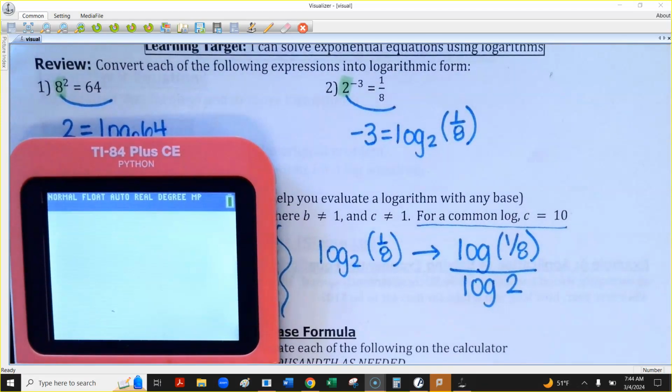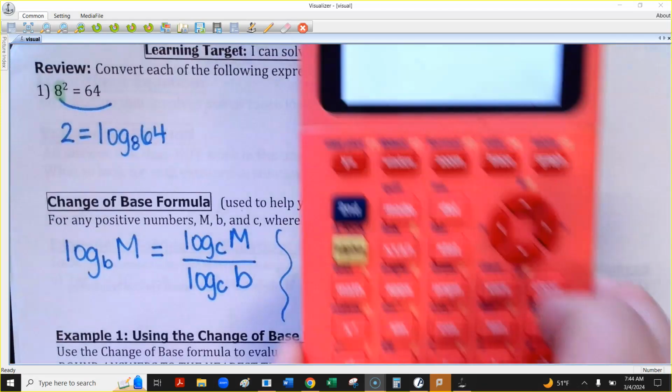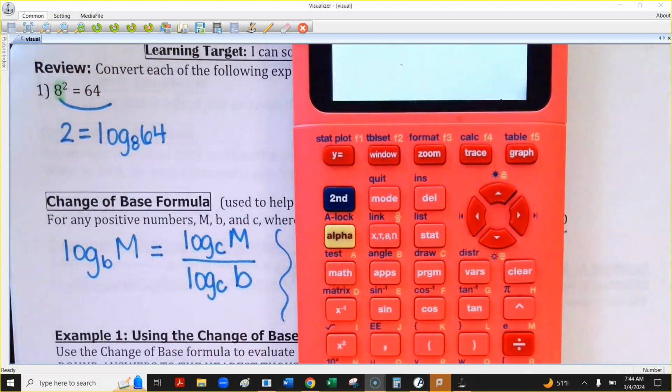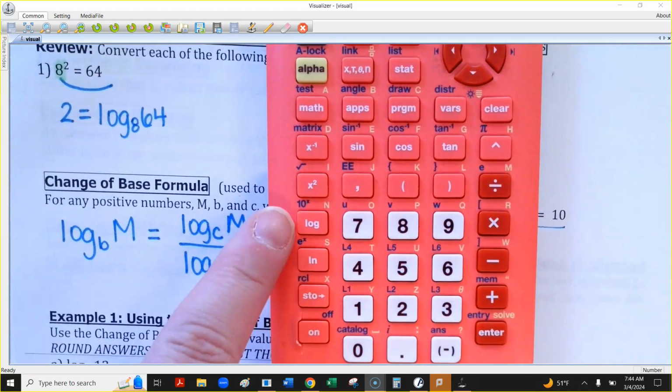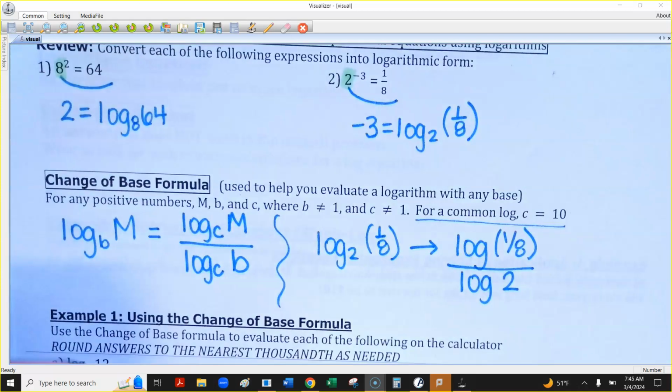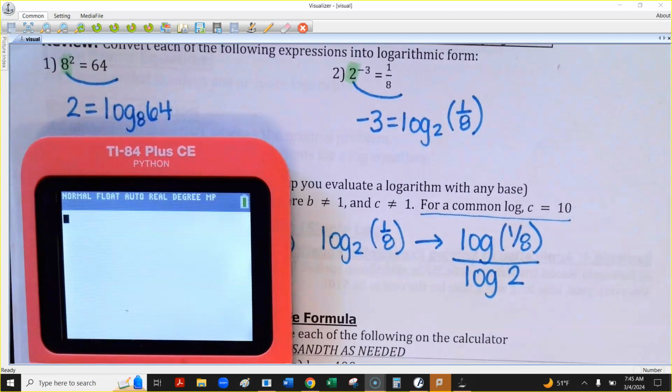So your log button, we haven't really used it at all yet. It's right next to the 7 on the graphing calculator. On the scientific, it'll just say log is what you're going to look for. But I can just type this in, just do log, and it should pop up some parentheses. So the one thing I want to make sure you do here, make sure you close the parentheses. So log of 1/8, and I'm going to divide that by the log of 2. And then you can see I got negative 3. So that way I can do that on my calculator.